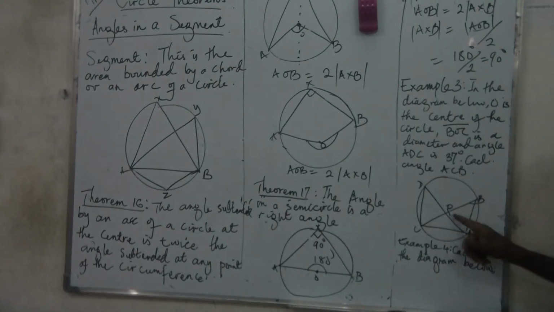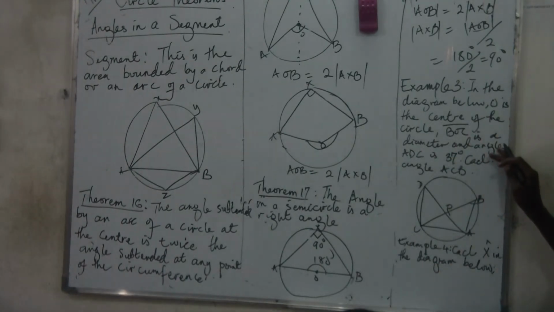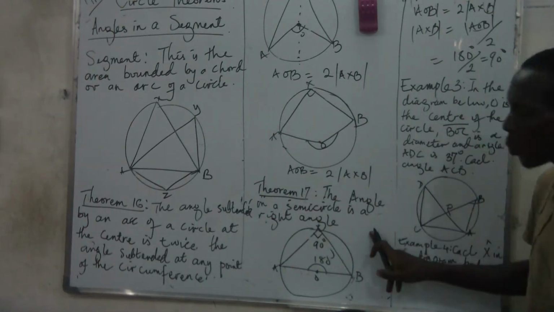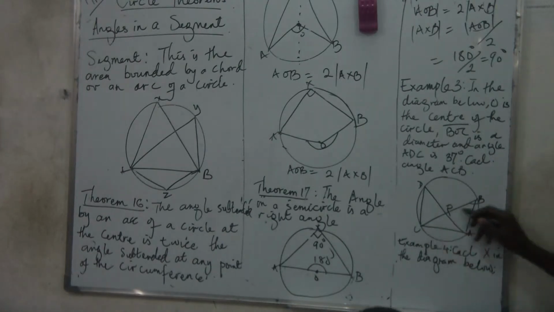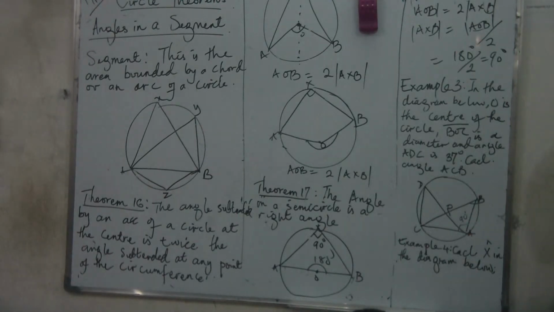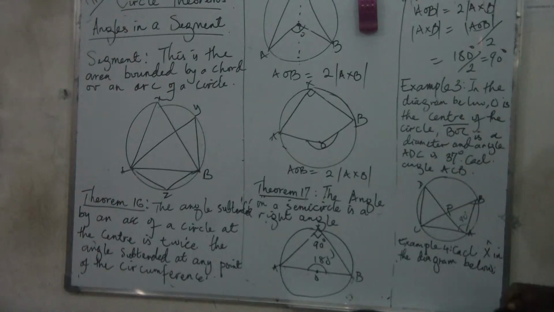BOC is the diameter. So if BOC is the diameter, it means the angle here is 180 degrees. And from theorem 17, we said that the angle in a semicircle is a right angle. So this is a semicircle, so this angle here is a right angle. So this must be 90 degrees. So they're saying BOC is a diameter, and angle ADC is 37 degrees.